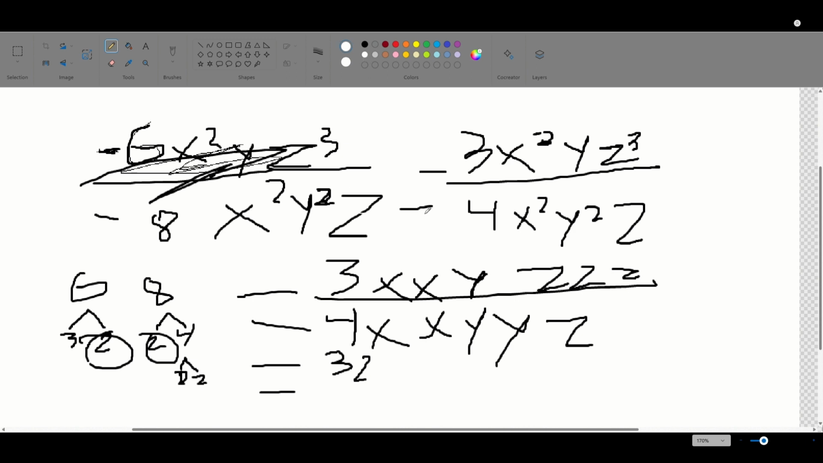Trying to get an eraser. Okay, then I just do.